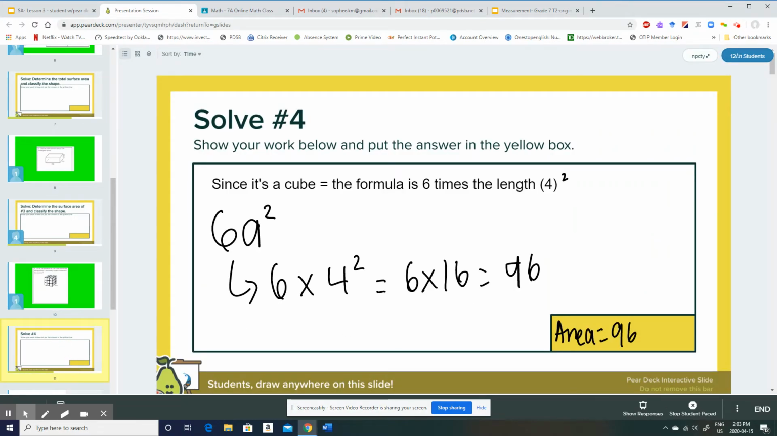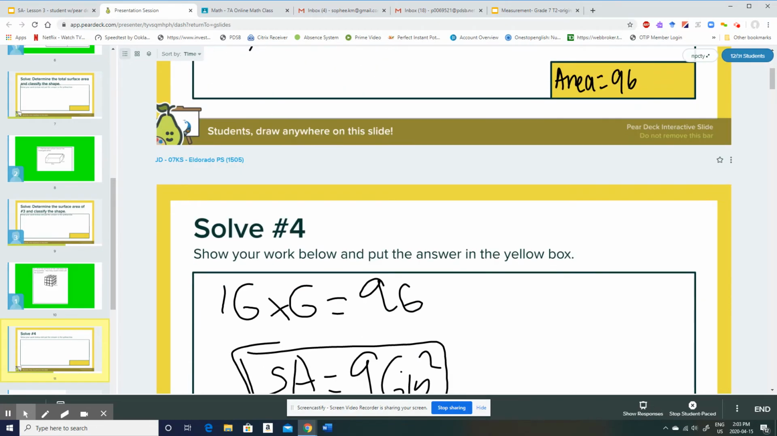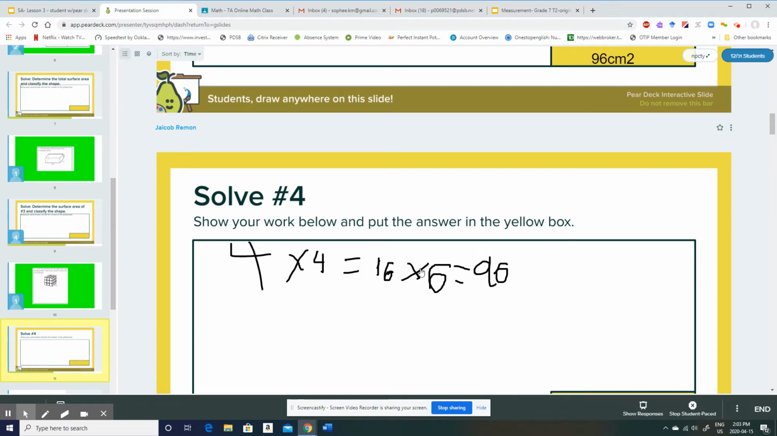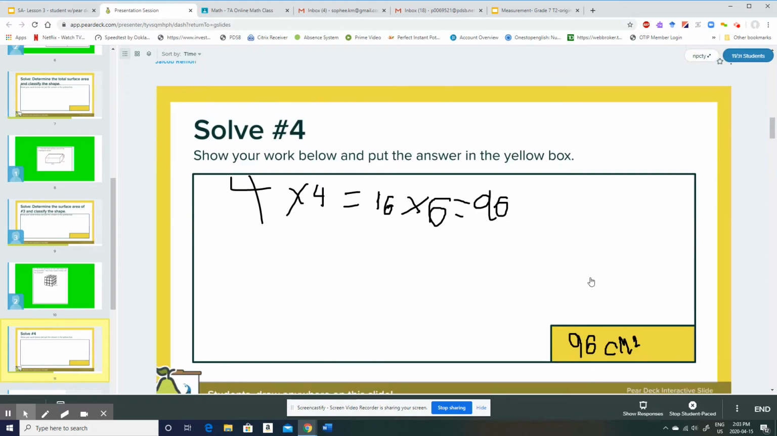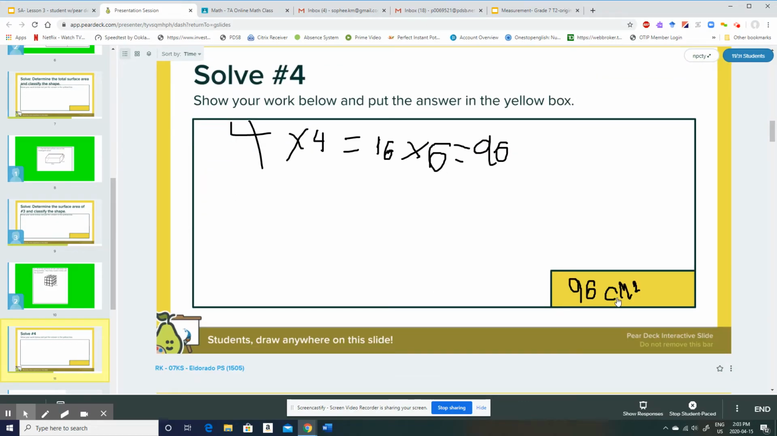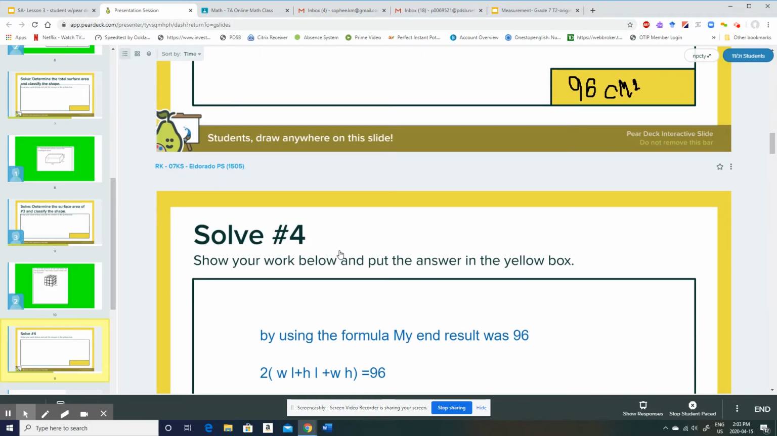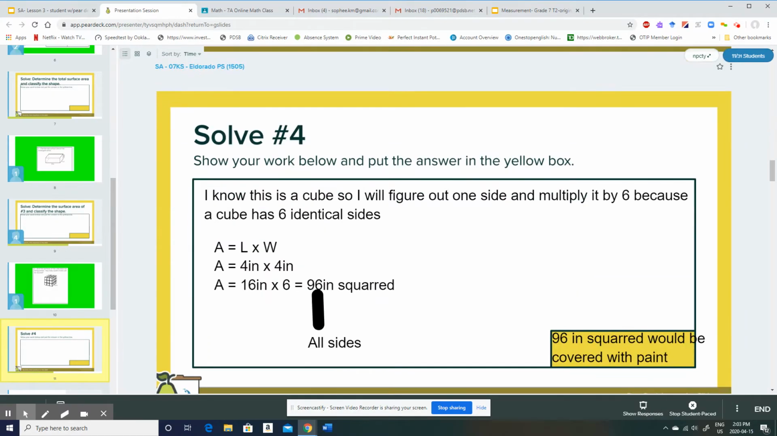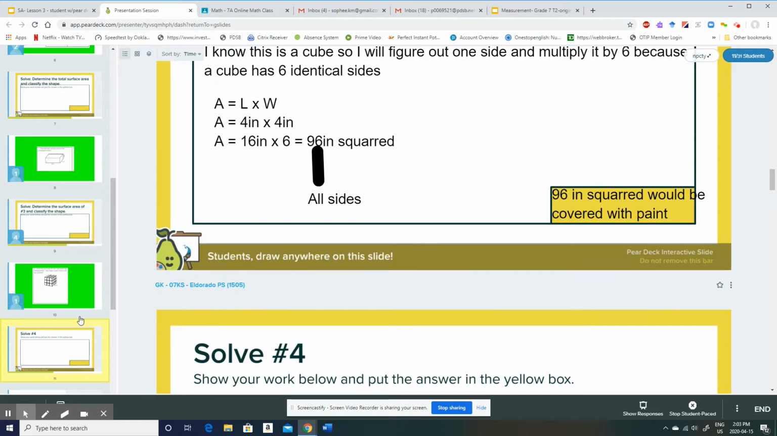And 16 times 6, because there are 6 sides to it, equals 96. And therefore your answer is 96 centimeters squared. Okay. You guys had some different formulas, that's fine. That's okay. I didn't see any problems there.